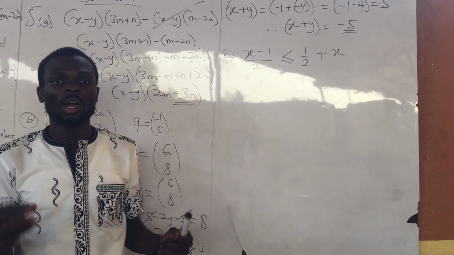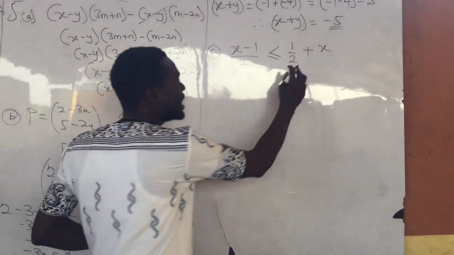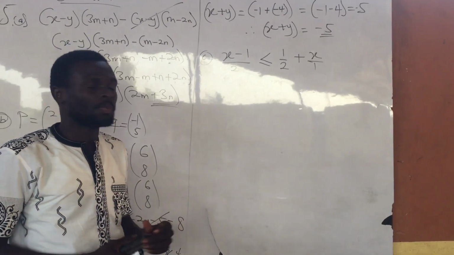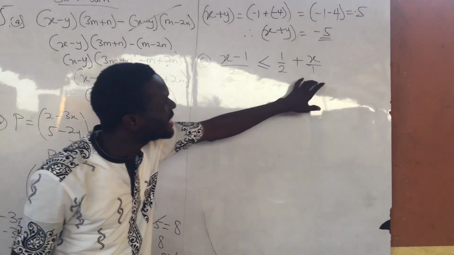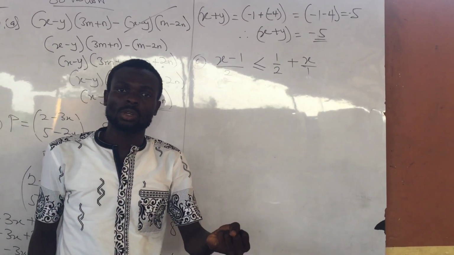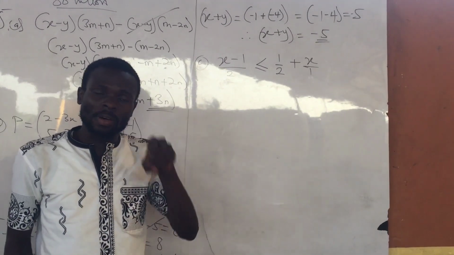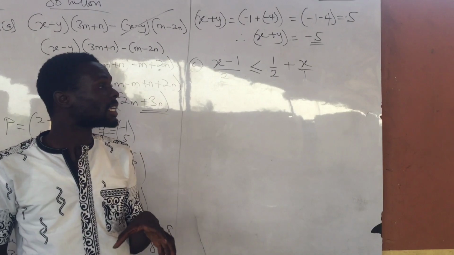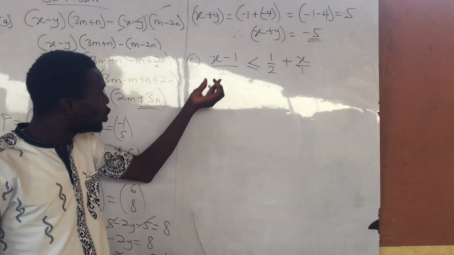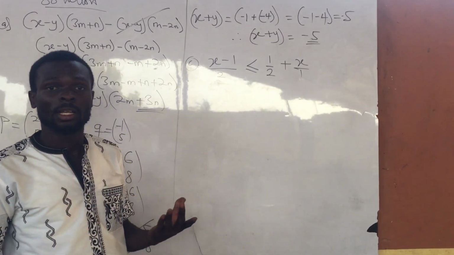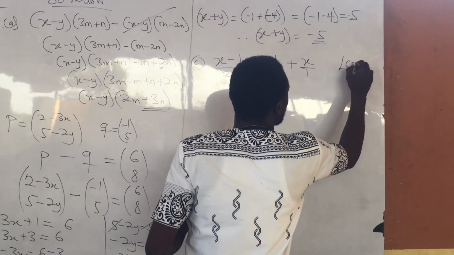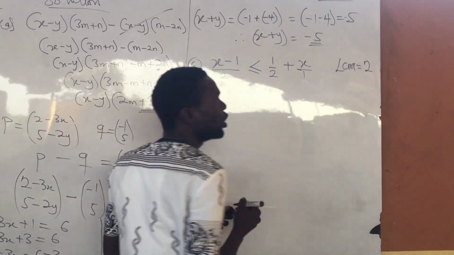So what do we do? Find the LCM. This x is also over 1. So how can I get the LCM? Now you can see that with this question, the denominators are numbers. So to find the LCM is going to be easier than expected. So what will be the LCM? Looking at the denominators, it is going to be 2. So we are going to say LCM is equal to 2.